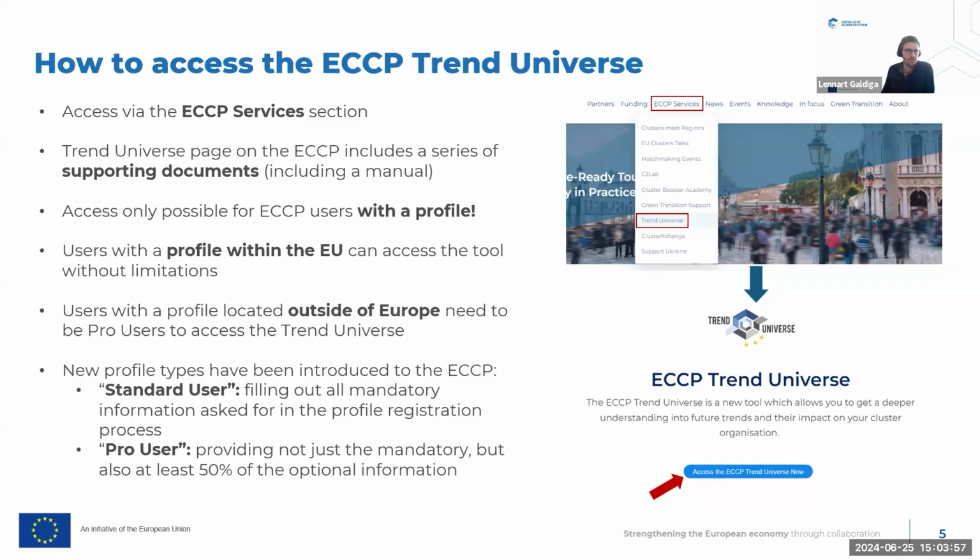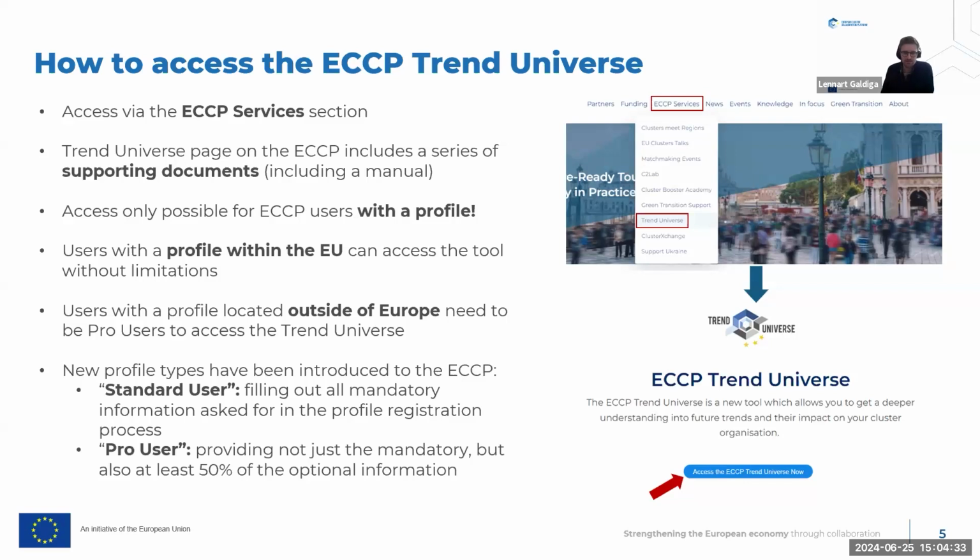And as I said before, you can access the Trend Universe also via the ECCP directly. So you go to the ECCP and there you have these ECCP services, which are outlined here on the right side. And there you have the possibility to click on Trend Universe. On this page, you will also find more background information as well as supporting documents, including a manual where you have in writing some instructions, but also background information on how this tool works. Then at the bottom of this page, outlined with this red arrow, you have the Access the ECCP Trend Universe Now button, which leads you directly to the tool.